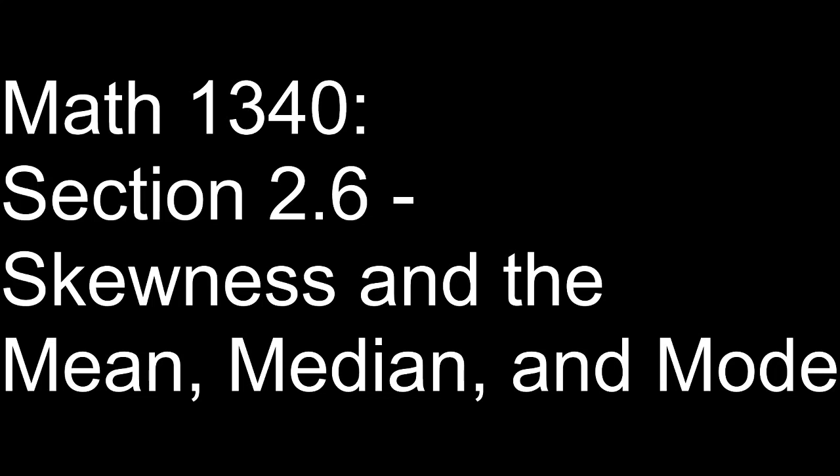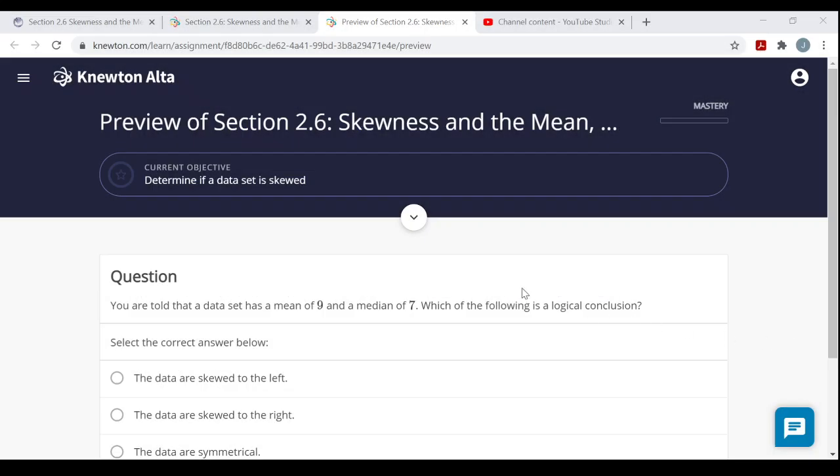All right, now let's get into it. I'm just going to start straight up in the KnewtonAlta assignment. So again, you have your title up here. You won't see the word preview. Right, the mastery bar object. Now this particular section only has one objective. Some sections are shorter than others. This one is one of those short ones. So, determine if a data set is skewed.